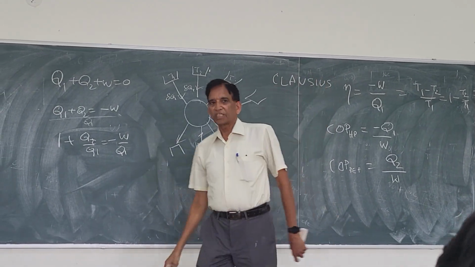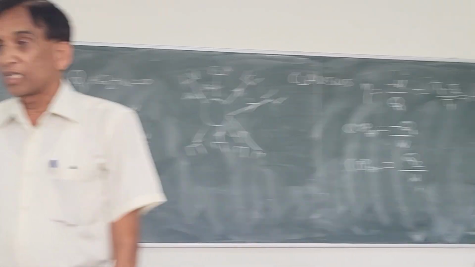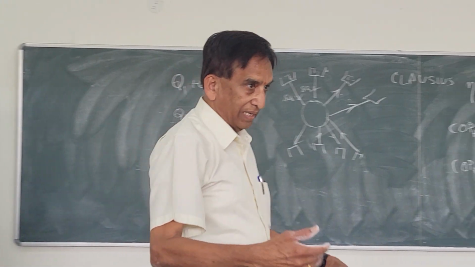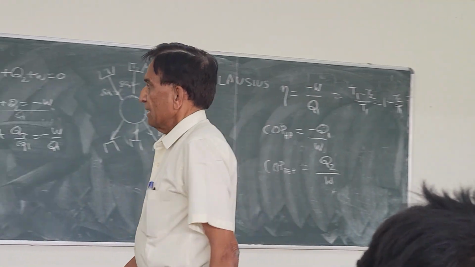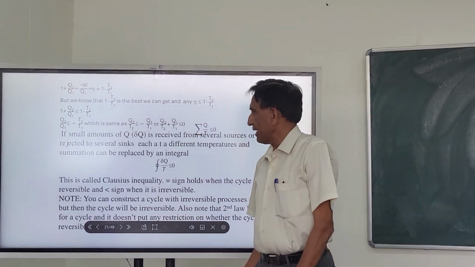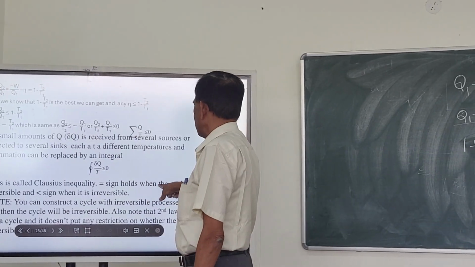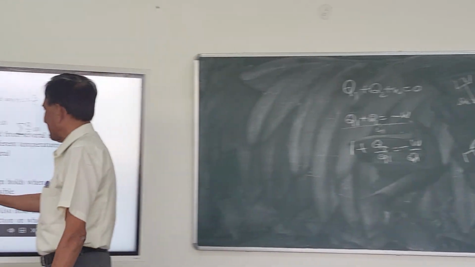That's called the Clausius inequality. This is one of the important examples we have of the laws of thermodynamics. The Clausius inequality is: cyclic integral of delta Q by T is less than or equal to 0. The equal to sign holds when the cycle is reversible and the less than sign holds when the cycle is irreversible.